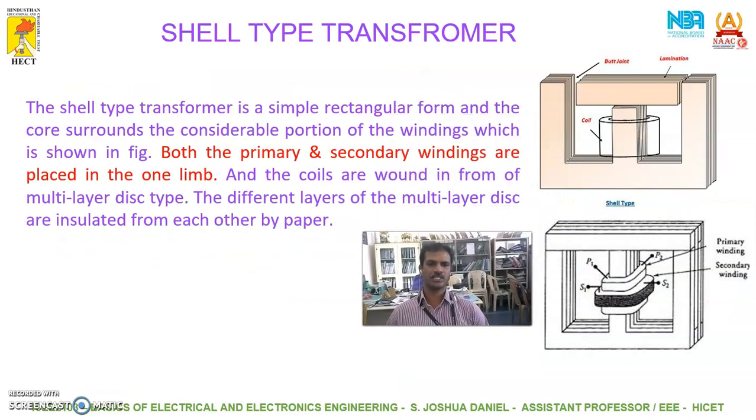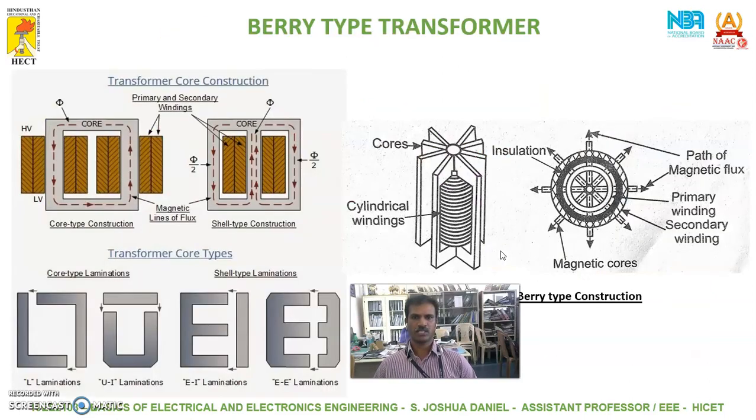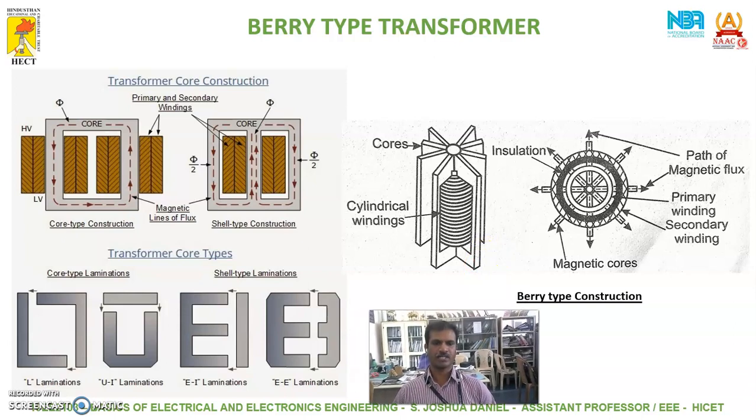What is a shell type transformer? In the shell type transformer, we are placing both the high voltage winding and the low voltage winding, otherwise called the primary and secondary, in the middle limb, as you can see. What are the laminations that are used here? E type laminations and I type laminations are used here. Here the core surrounds the winding, so it is called a shell type transformer, right? Next, we'll see what is a berry type transformer.